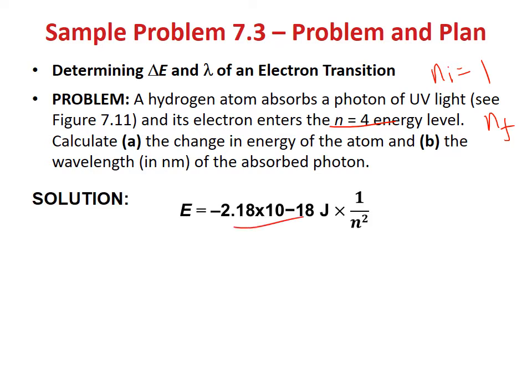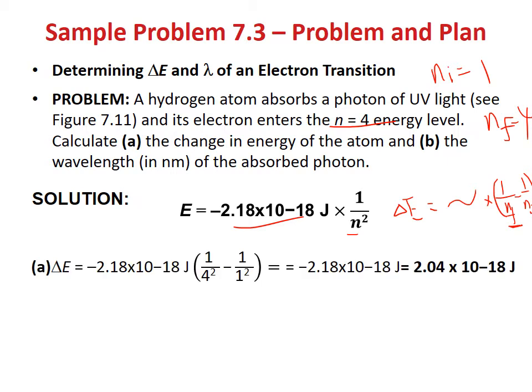So the allowed energy is this equation, the constant times 1 divided by n squared. So delta E should be this constant times 1 over n final minus 1 over n initial. So n final is 4, initial is 1. Plug in, and we should get 2.04 times 10 to the minus 18 joule. All right, so that's the energy difference.